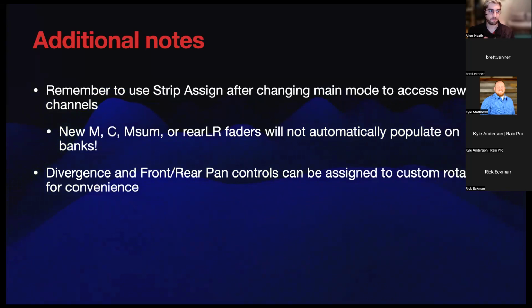And divergence and front and rear pan controls in 5.1, those can be assigned to custom rotaries right above each of the channels for convenience. So if you wanted to always have access to the divergence control of your channels, you can always have it there if you make it one of your custom rotary functions.